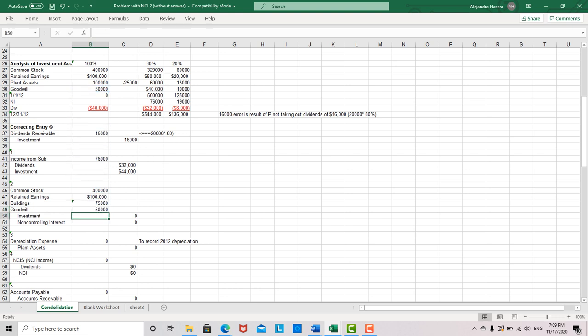So $50,000 for goodwill, and then all we've got to do is take out the beginning balances for the 80% and establish the non-controlling interest of $125,000.